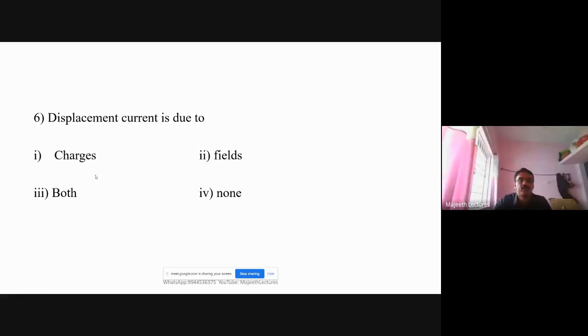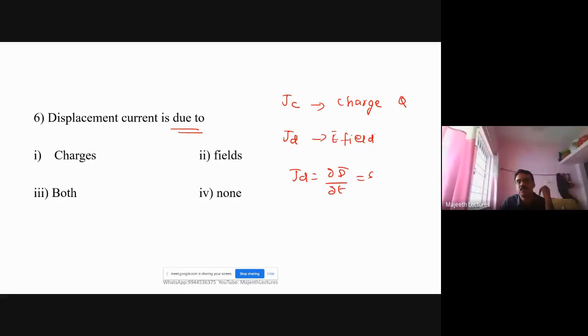Next, displacement current is due to, oh, I forgot to mention it. We know conduction current and displacement current. Conduction current is due to charge Q. Displacement current is due to the electric field. Just what I told, JD is equal to dou D by dou T, that is epsilon dou E by dou T. So who is the source? E is the source, result is JD. So electric field is the source of displacement current. So field is the answer.